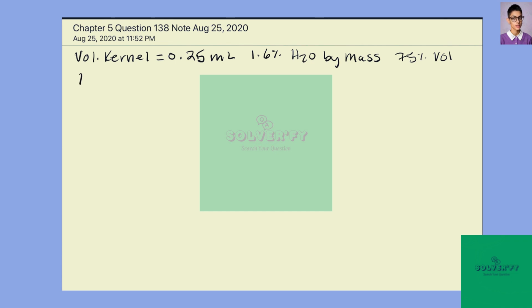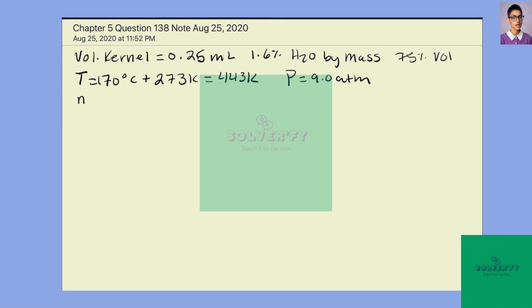They also tell us that the temperature is equal to 170 degrees Celsius. I'm just going to add 273 Kelvin to this to get 443 Kelvin, just in case we need to use it. They also tell us that the pressure is equal to 9 atmospheres.